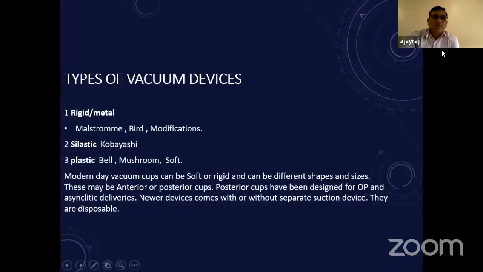Types of vacuum device: rigid or metal, that is Malmstrom, Bird, and other modifications; Cesticus, Kobayashi; plastic, Bell, mushroom, and soft. Modern day vacuum cups can be soft or rigid and can be different shapes and sizes. In routine practice, there are small, medium, and large vacuum cups. These may be anterior or posterior cups. Posterior cups have been designed for occiput posterior and asynclitic deliveries. Newer devices come with or without a separate suction device. They are disposable.